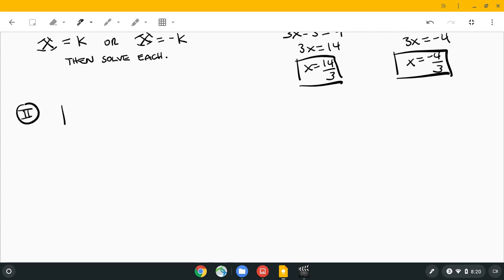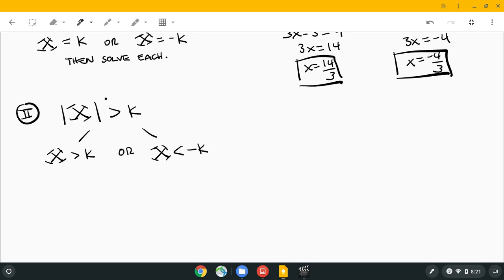You have absolute value greater than a constant, okay? So in this case, you would take whatever is inside the absolute value and set it greater than k. And you would do another one where that absolute value inside is less than negative k.